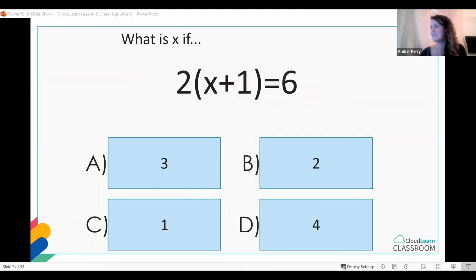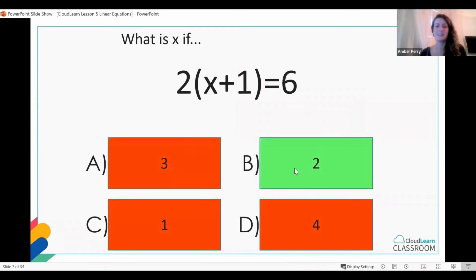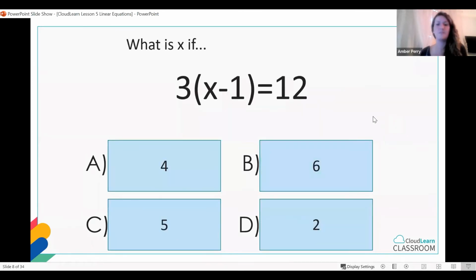And so far, 83% of people getting the correct answer, so that's awesome. I'm going to end that now so you can see. And the answer is B, that's 2. So 6 divided by 2 is 3. And then we subtract the 1 and we have x equals 2 there. So well done, everybody. I'm going to put another one up now.